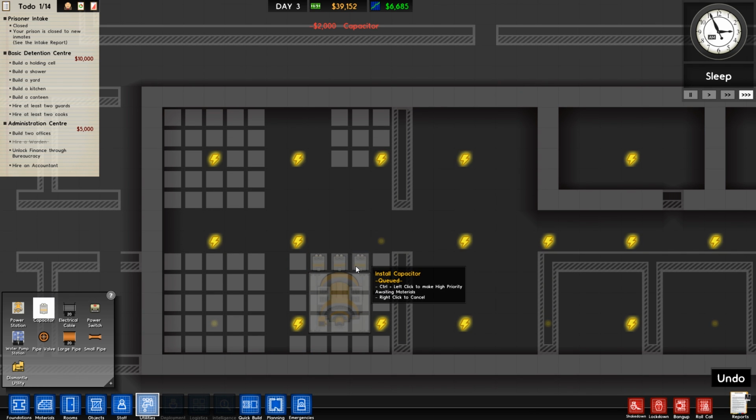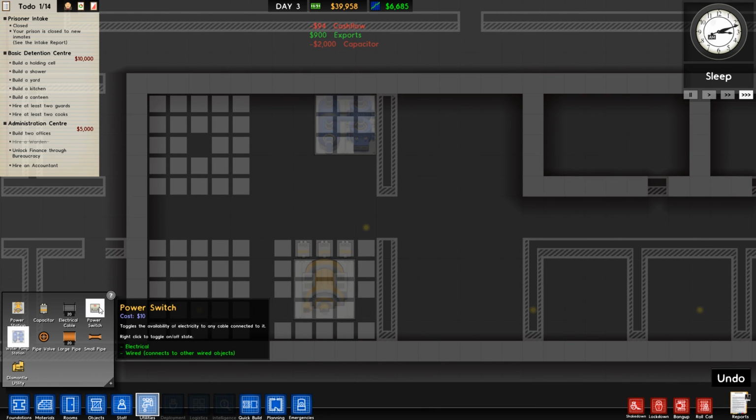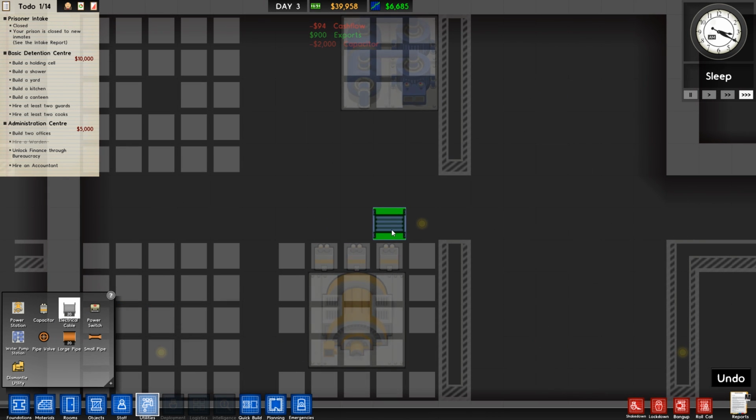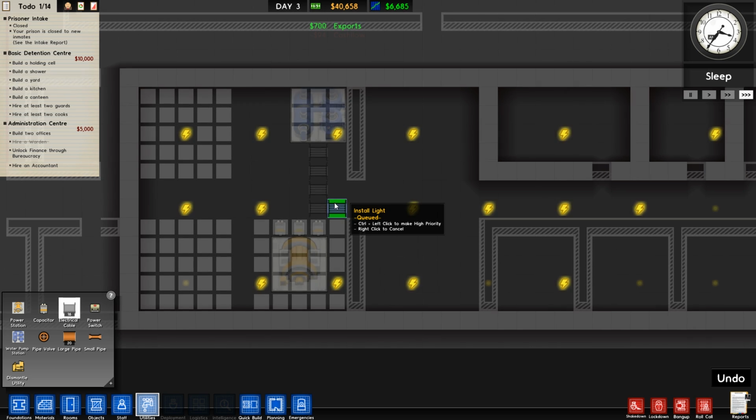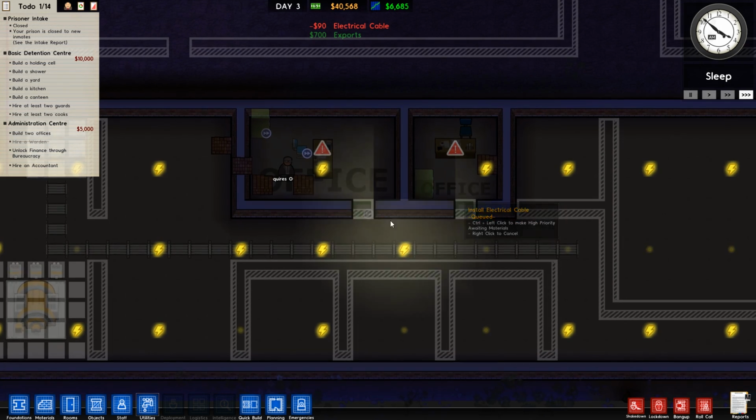Let's go over to utilities and to power, and we will place the power generator down there as well as a couple of these capacitors, and then the water pump can go on the top there. And obviously we do need to run some electrical cable, which will go straight up from there, that will be fine, and then we want to run it across, and that will power all of these rooms up. So there we are.